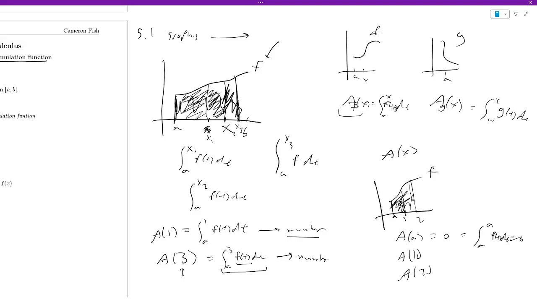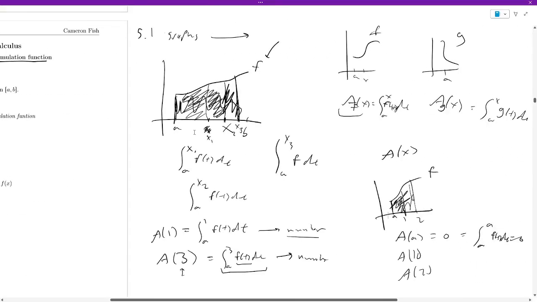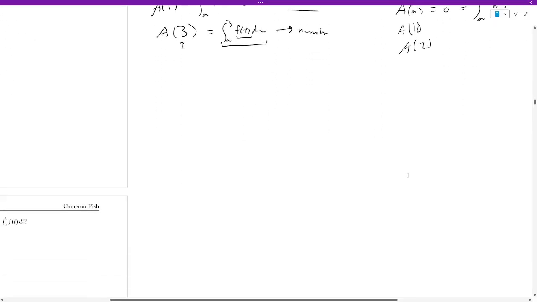So why do we care about this? Well, it turns out that the way to think about what is an easier way to compute this area instead of doing Riemann sums ends up being a connection between doing integrals and doing derivatives. It turns out that this A function is going to be interesting if we take its derivative. It's going to tell us something about the original function. So let's think about this for a second. A of x.